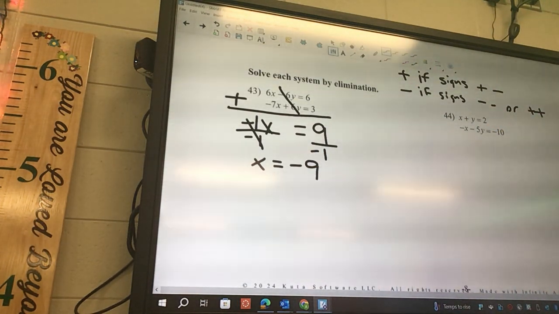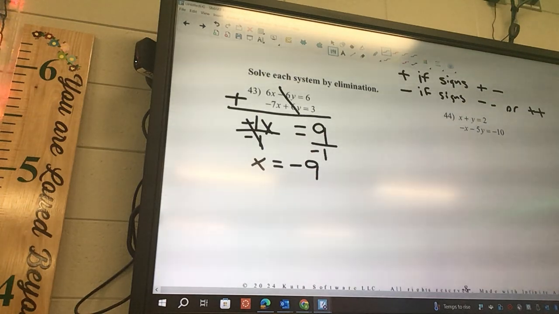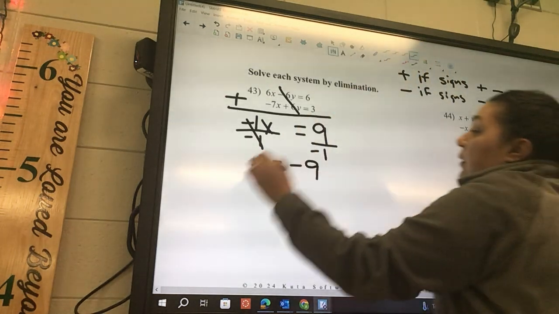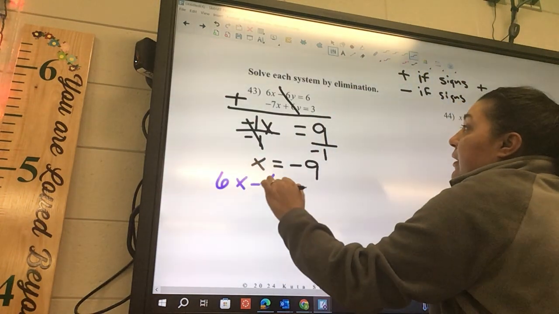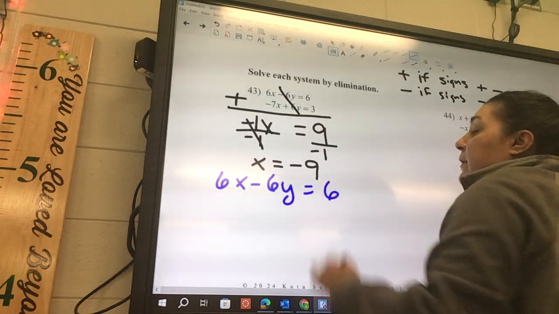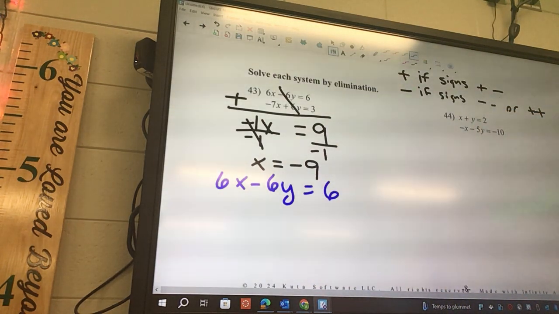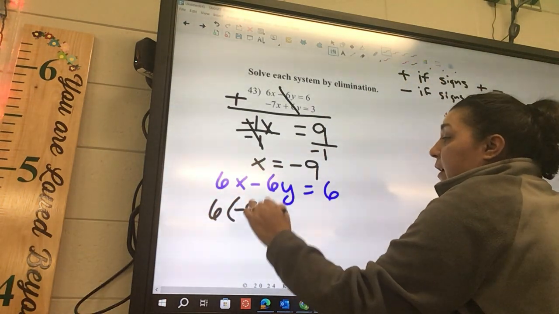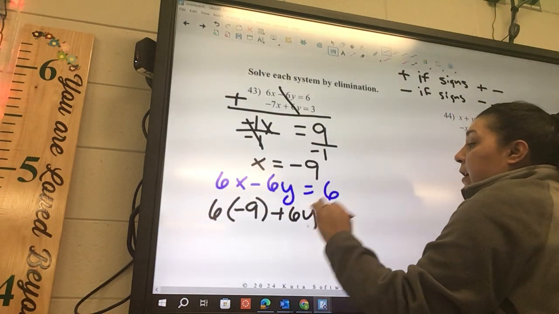Okay, and then what do we do? We gotta write down the top equation. Okay, so the top equation is what? 6x minus 6y equals 6. And instead of x, what am I putting in? Negative 9, for the x. So it's gonna look like 6 times negative 9 plus 6y equals 6.